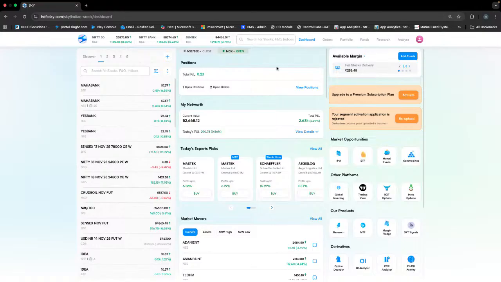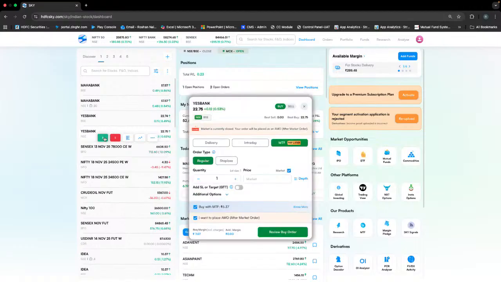Right? So this is the Sky web platform. It is very similar in the app itself as well. Let's say you want to buy, let's pick Yes Bank for example's sake. Let's say it's in your watch list and you click on buy. As you can see, there's delivery, intraday, and a third type called MTF. So we'll come to that.